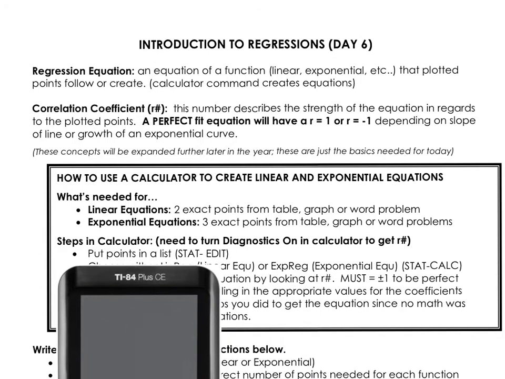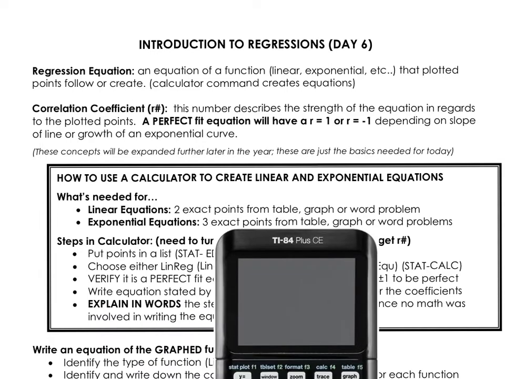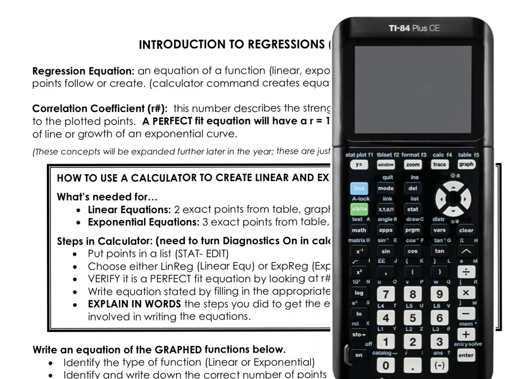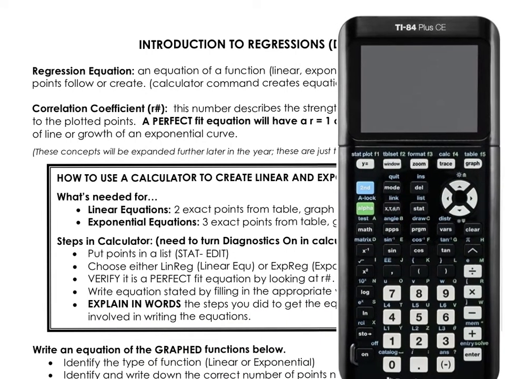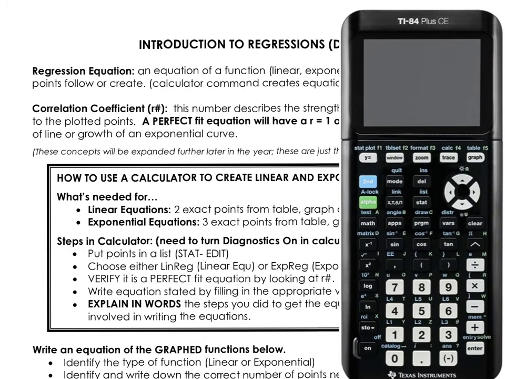After you've done that, you're going to put your points in a list. So in your calculator, you're going to get to the list by going to Stat, which is along the side of the alpha button. So you're going to go to Stat, and then you'll see along the top, you'll see Edit, and the first option will say Edit. So you're going to hit Enter so that you can edit the data.